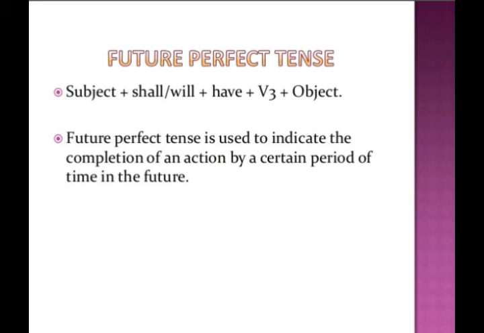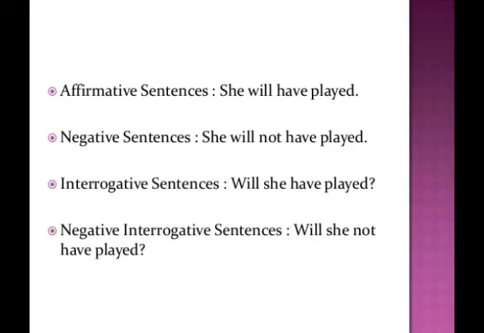Let's see some examples of future perfect tense. She will have played. She will not have played. Will she have played? And the negative interrogative sentence is will she not have played? Now come to the next one.